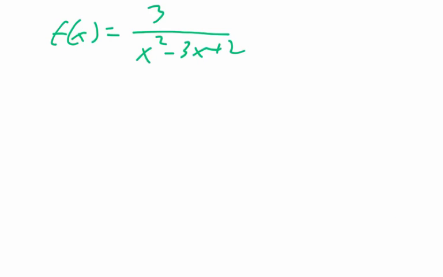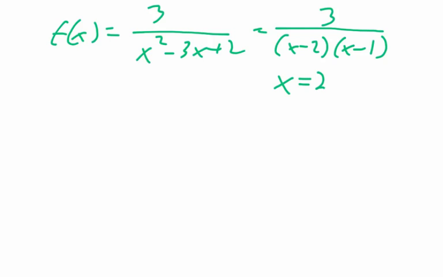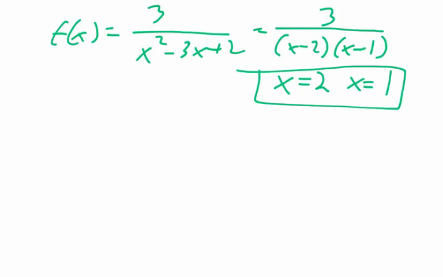In the next example, we're looking for vertical asymptotes. And when we're looking for vertical asymptotes, what we want to do is find out where the bottom is equal to 0. So in this problem, when I factor, I get x minus 2 times x minus 1, and we have a 3 on top. So when x equals 2 or x equals 1, we have a 0 on the bottom, and because neither one of them cancels out, we're left with x equals 2 and x equals 1.